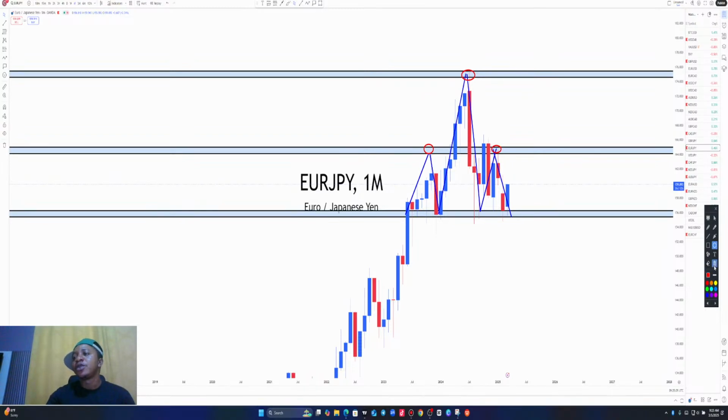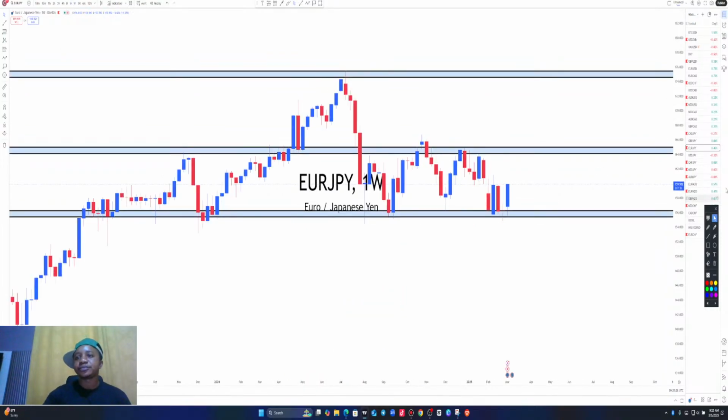Now the question is, will buyers be able to push the market from the support level back to the resistance, or are sellers going to come in strongly at some point and then move the market all the way down? So two questions that require an answer. Are we going to see buyers go up, or are we going to see sellers break below? Let's find out as we go through the other time frames together to find the answer to this question.